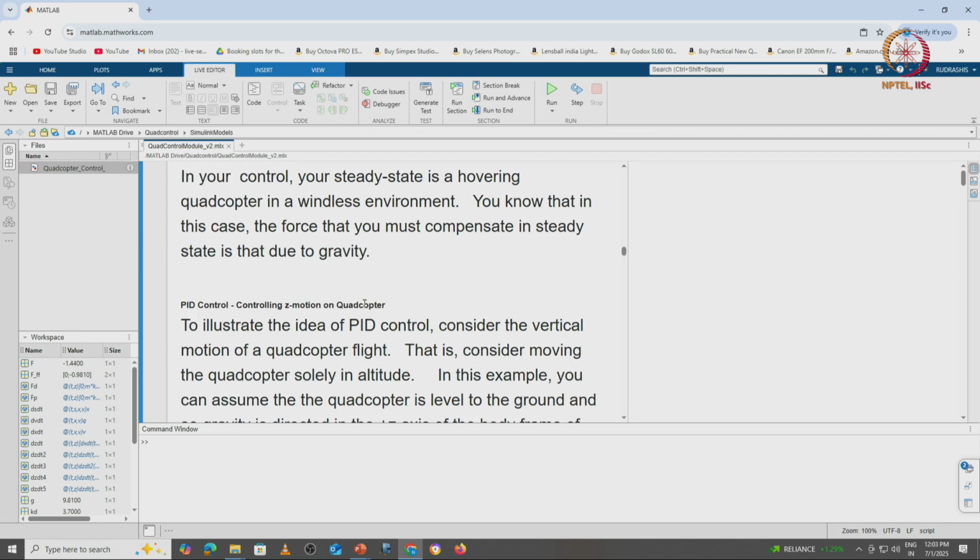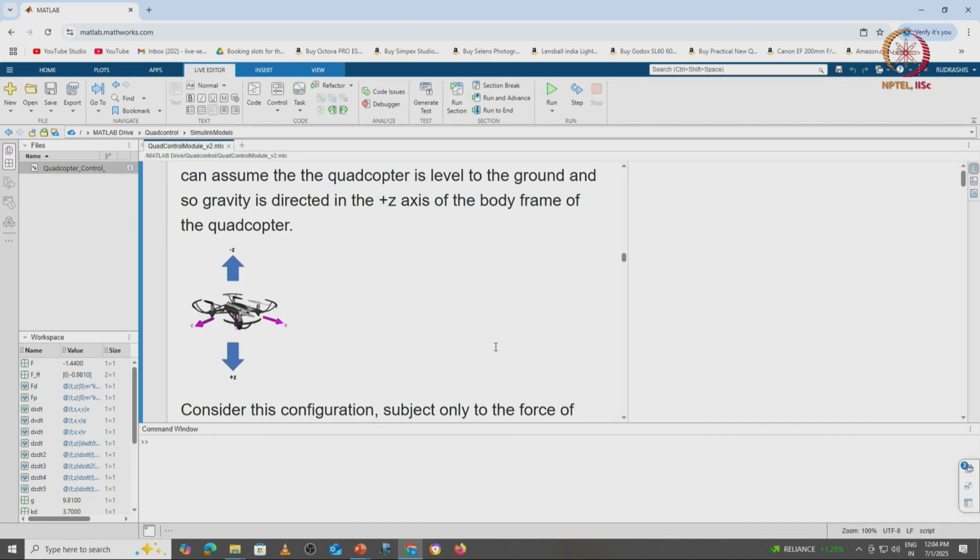Now, let us look at a PID to control the Z motion of the quadcopter. Basically, we are looking at a vertical control system, and I am going to demonstrate only the vertical control system. What we are talking of is that I want to increase my altitude or decrease my altitude. Increasing my altitude means Z is negative: going above mean sea level, Z is negative, and below mean sea level, Z is positive. You just have to understand the body frame of reference that we are talking of.